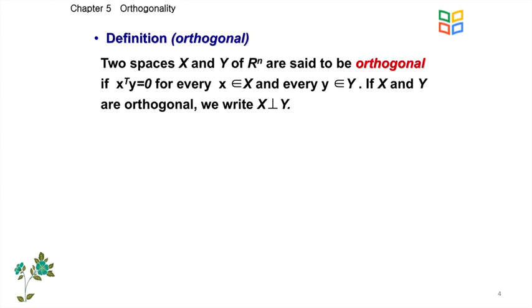Two spaces X and Y of Rn are said to be orthogonal if X transpose Y equals 0 for every x in capital X, in this set, and every y in the set Y. If the sets X and Y are orthogonal, we write X orthogonal to Y. We use this notation here.